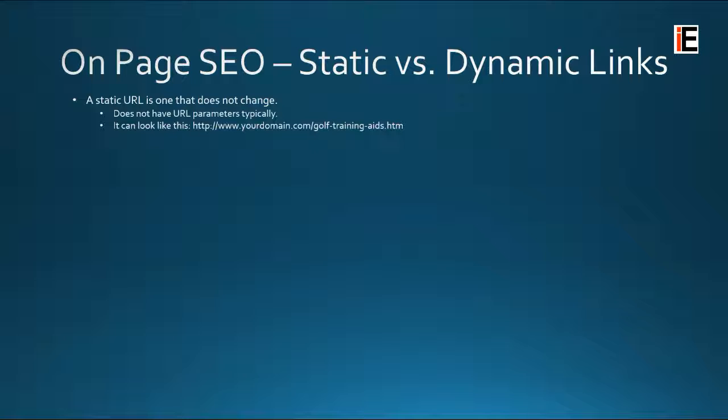It can typically look something like this: yourdomain.com/golf-training-aids.htm. That's what a static link is. It's much simpler on the human eyes, much easier for people to look and understand. This can lead to a higher click-through rate from the search engine results as well, because people feel comfortable with it. The search engines may bold it within the results, and what you'll find is that the keyword shows up there.